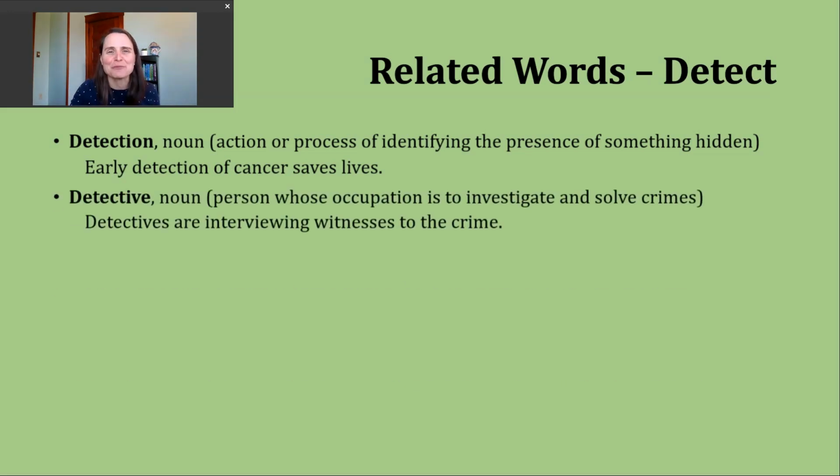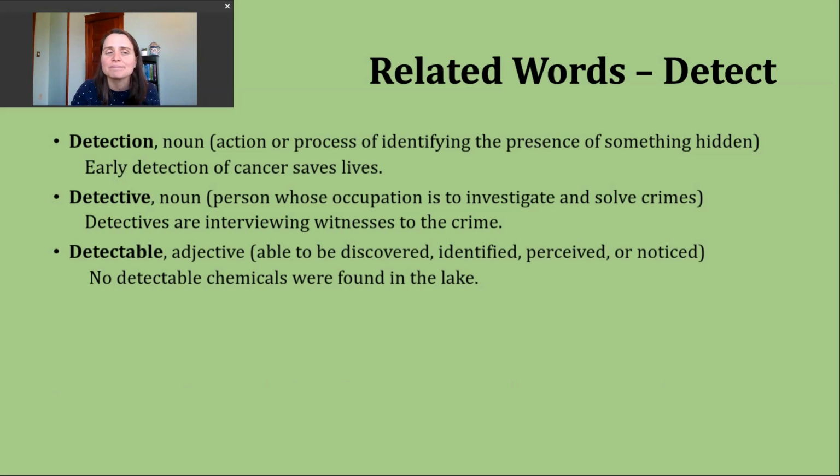Another related word you might hear is the noun detective. This is a person whose occupation it is to investigate and solve crimes. So this noun is tying back to that third definition of the verb we discussed a little bit earlier today. An example of this in a sentence might be: detectives are interviewing witnesses to the crime. Right? So trying to understand what people saw, what they noticed, maybe understanding the process of events.